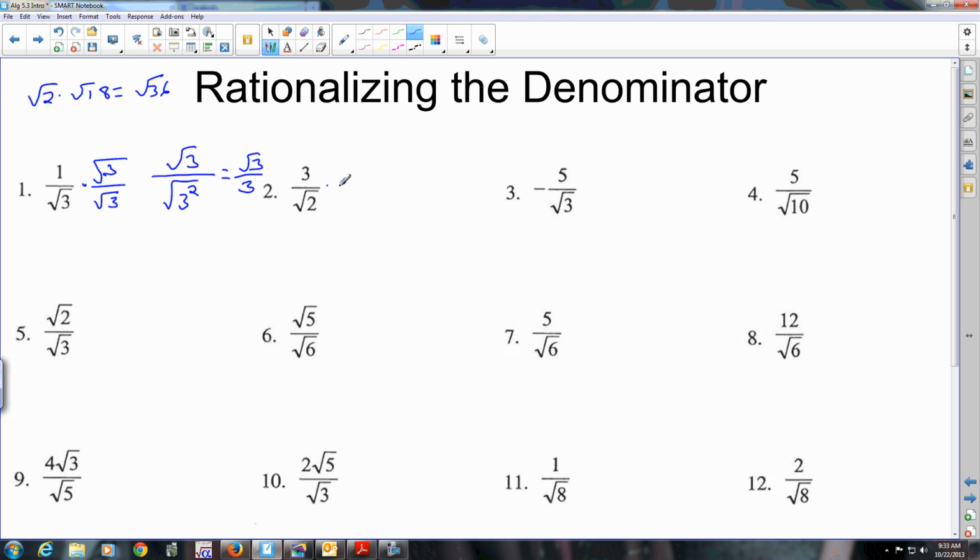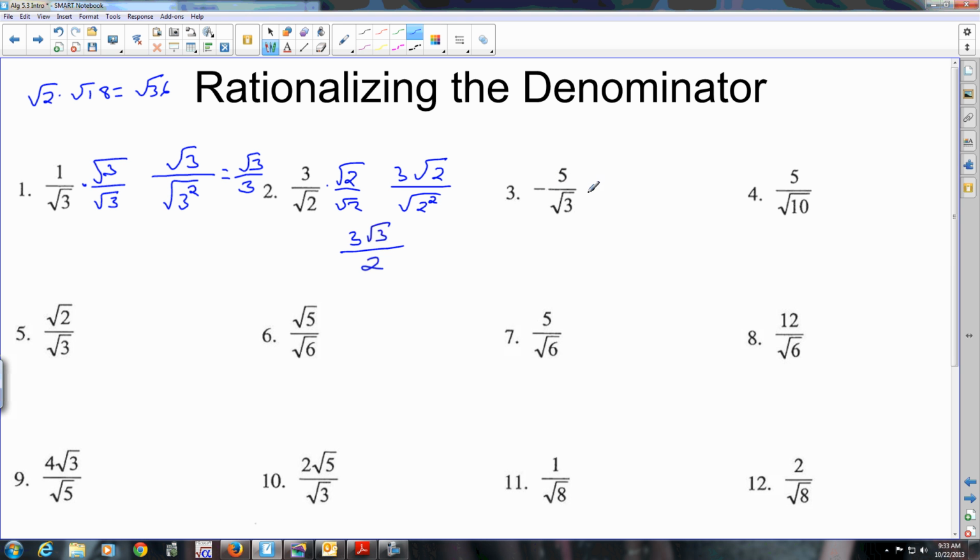So this one, I'm going to multiply by the square root of 2 over the square root of 2. That's 3 square roots of 2. It does not multiply inside. This becomes the square root of 2 squared. So it becomes 3 square roots of 2 over, and this power cancels that root, 2.